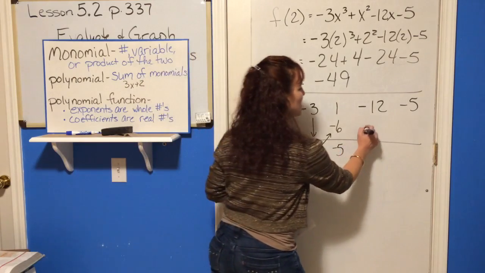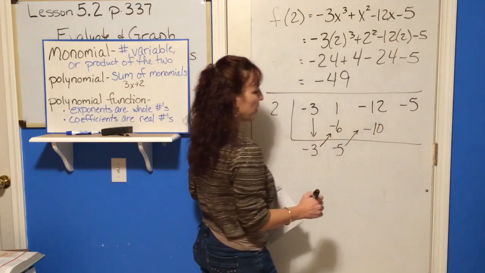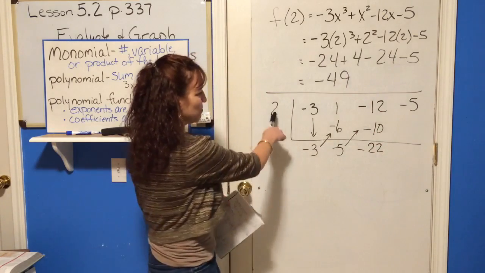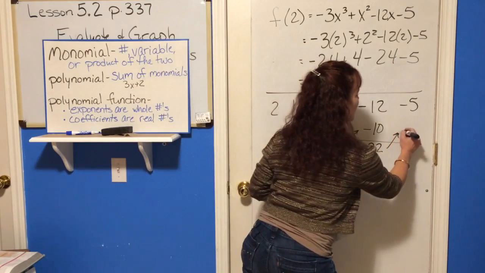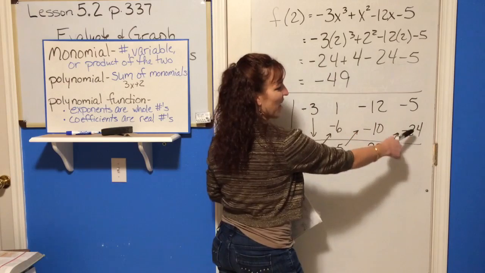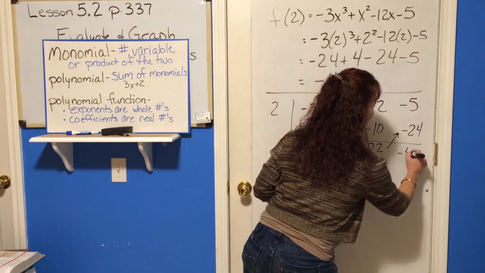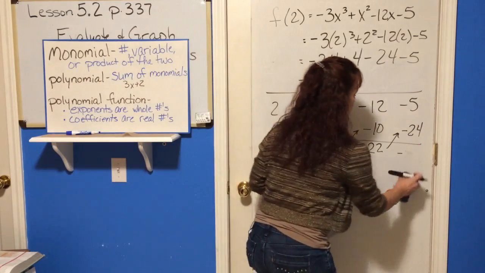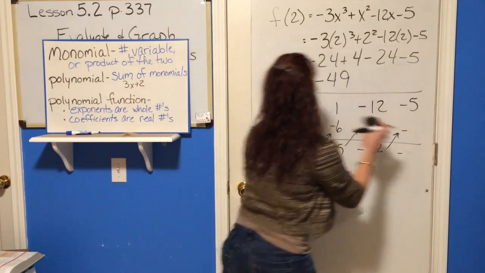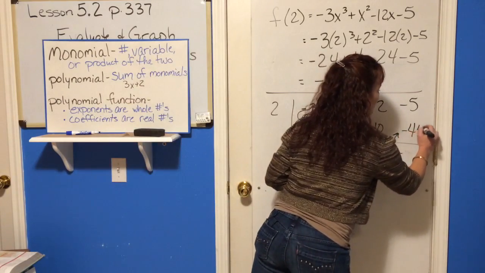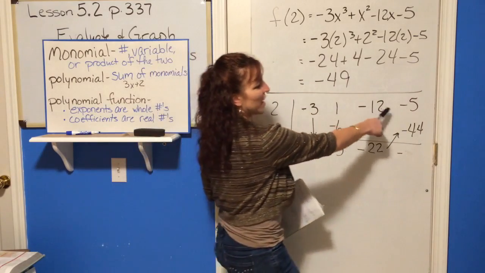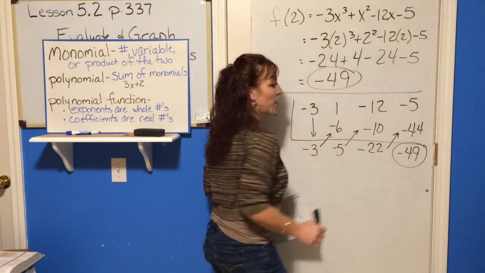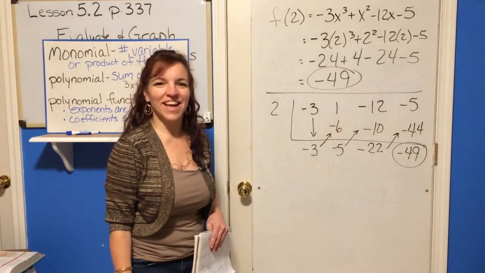So 2 times -5 is -10. So bring that up here and then add down and get a -22. Multiply 2 times -22 is -24. And -5 plus -24 is a -20. 40. Oh man, I hate it when I do that. Okay, here we go. Because 22 times 2 is not 24, it's 44. I'm glad I caught that. All right, here we go. So now -5 plus a -44 is a -49, which matches what we got the long way. Check that out, pretty cool.